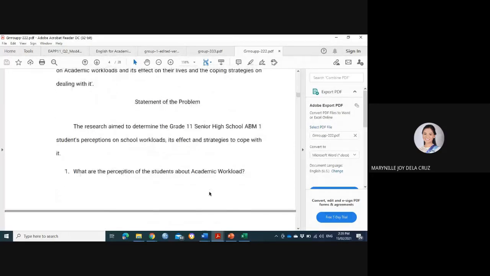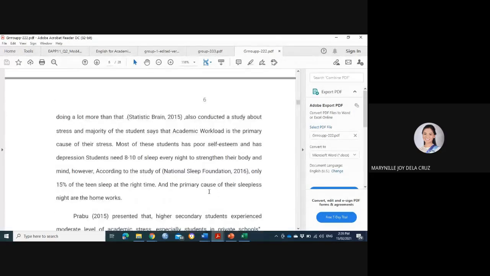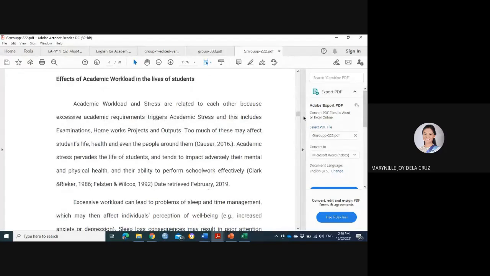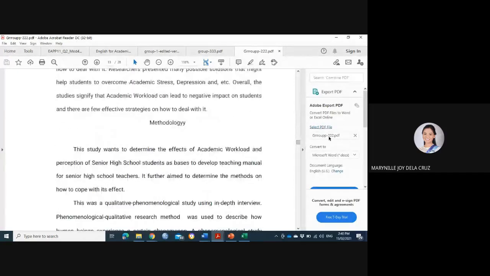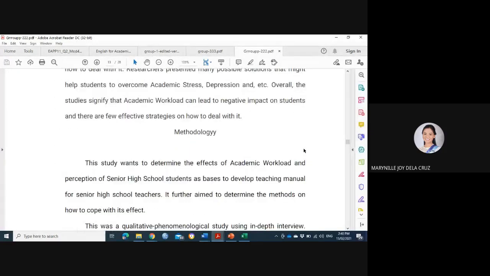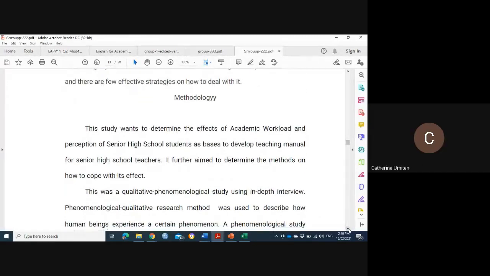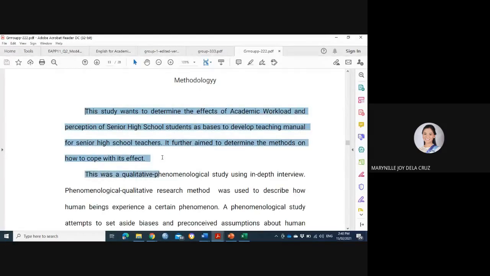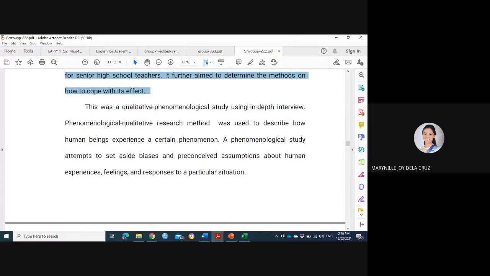So as you can see, there is a statement of the problem, related literature. Where's the methodology? Okay, here's the methodology. Can you see it? Hello? Yes, ma'am. Okay, so here's the methodology. It discusses what are the methods. This is your purposive statement. What did you use to conduct? You use in-depth interview. Okay?